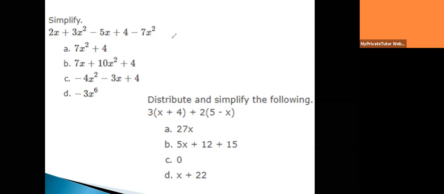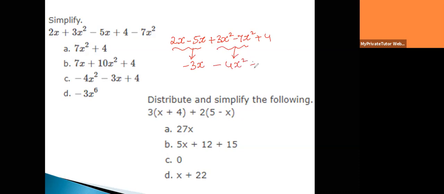See, we have two terms. The like terms: 2x minus 5x, then 3x square minus 7x square, and finally we have a constant. So this becomes minus 3x. This is minus 4x square plus 4. But they have written in a different way. They have written minus 4x square at the start. You know the reason, because that's the highest degree, right? So that's how it goes.